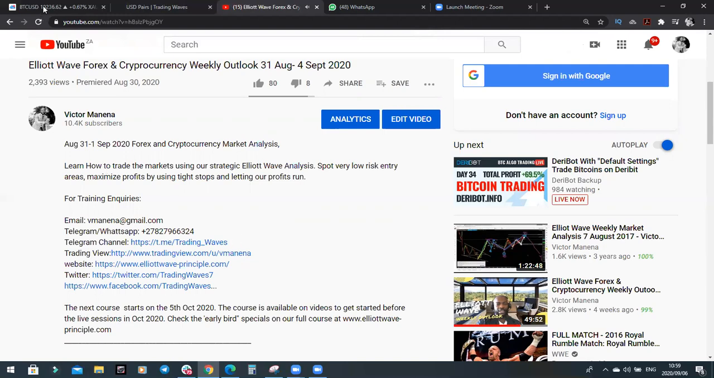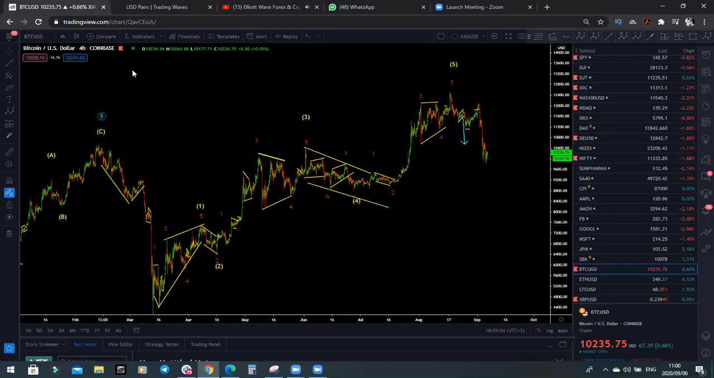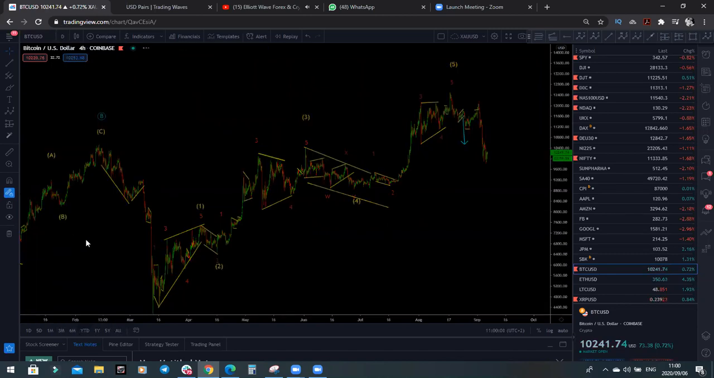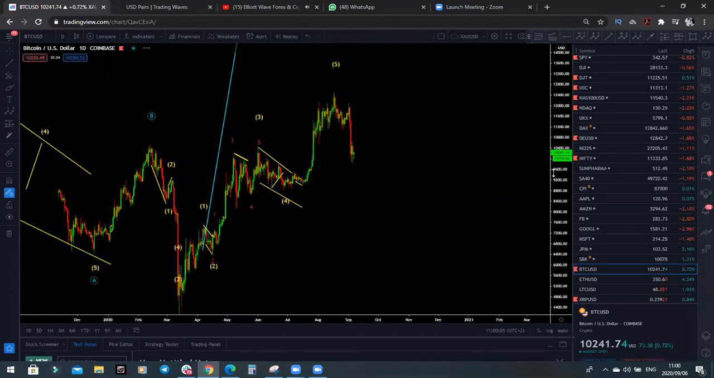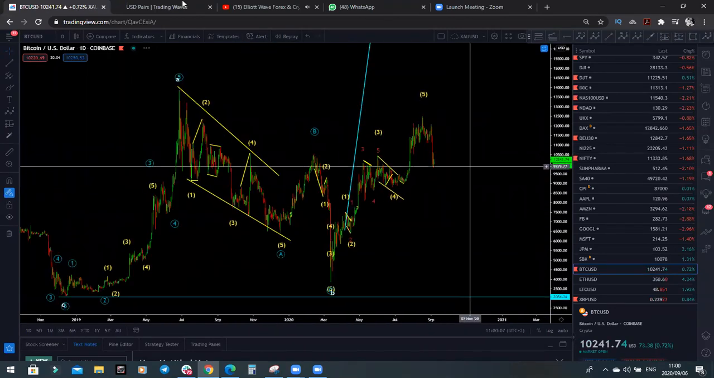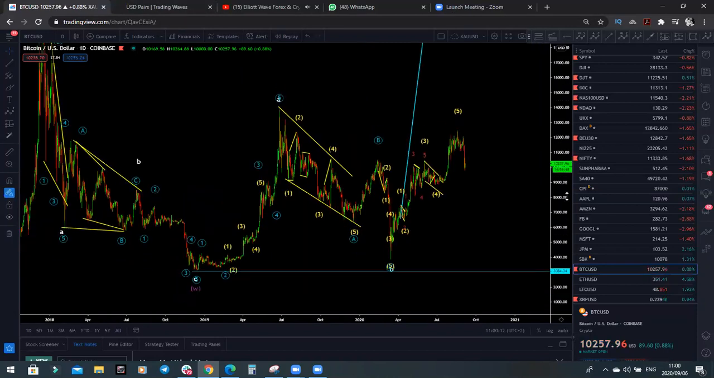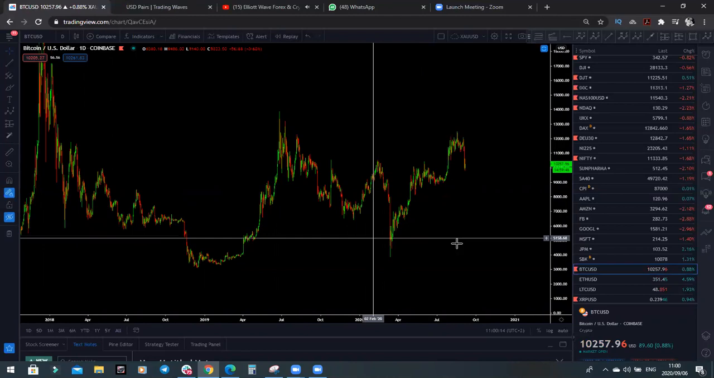Right, so let's start with this week's analysis. We'll start with Bitcoin. Let's first start with the bigger structure here on Bitcoin. I've shown the bigger structures two weeks back. So what we're looking for here on Bitcoin is for these to continue to the upside. Let me just show the structure only without the labeling.